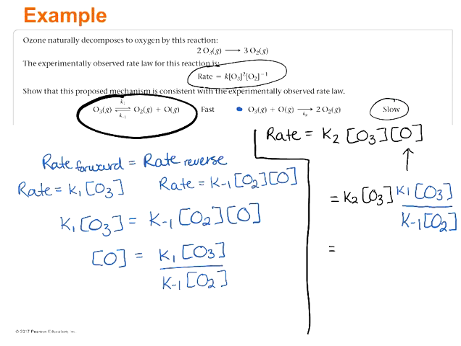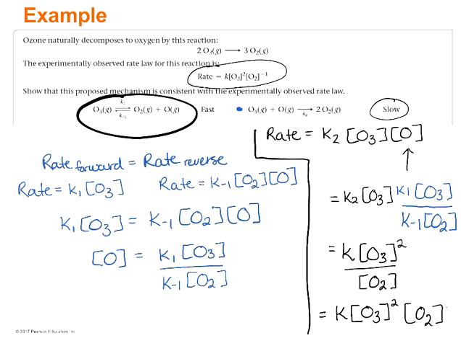All right, now again, we can just combine all of those K values into one big rate constant. So we'll just put a K there. And then we have two O3s here, so we'll just square the concentration of O3. And then in the denominator, we have O2. So if we rewrite this, we can say that the rate is equal to K times the concentration of O3 squared times the concentration of O2 to the -1, because it's in the denominator. And now this matches our observed rate law up above. So the second condition has been met. So that validates our mechanism for this reaction.